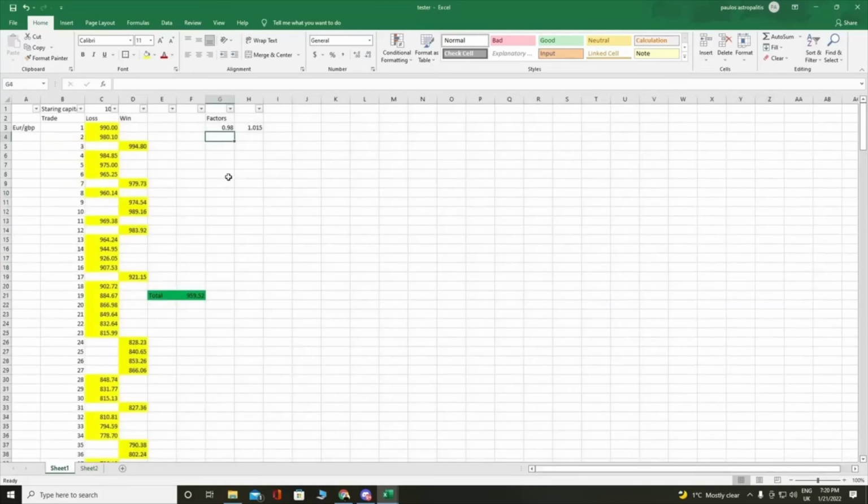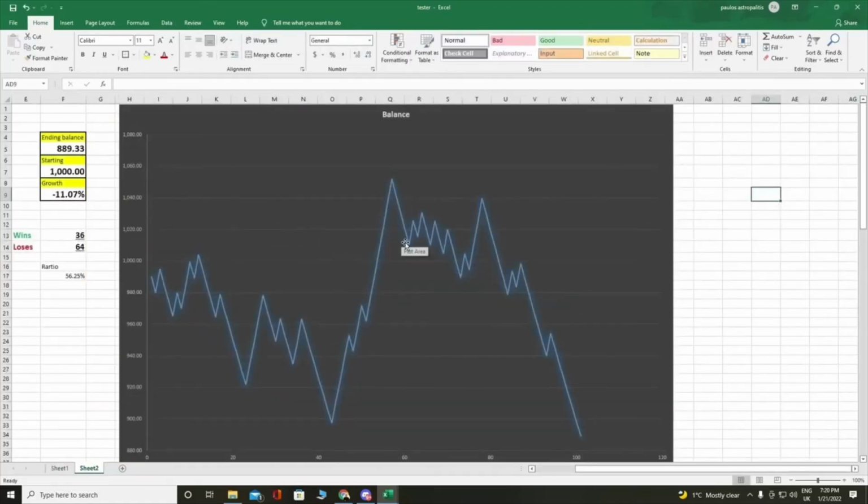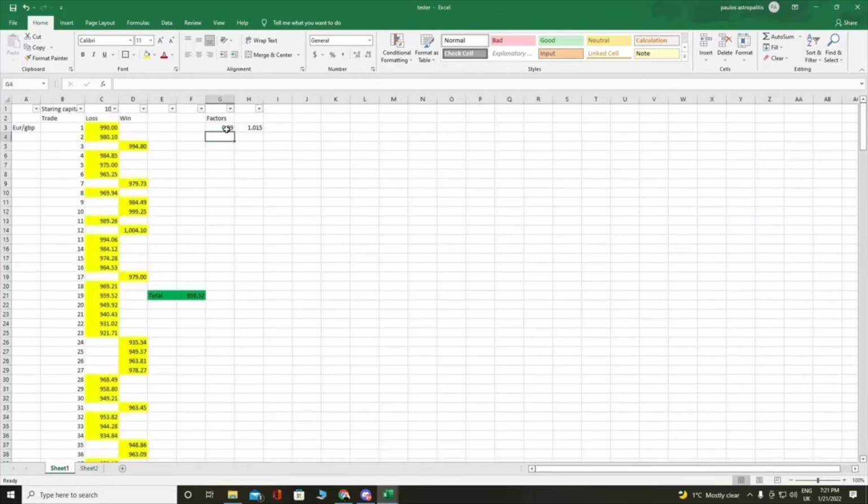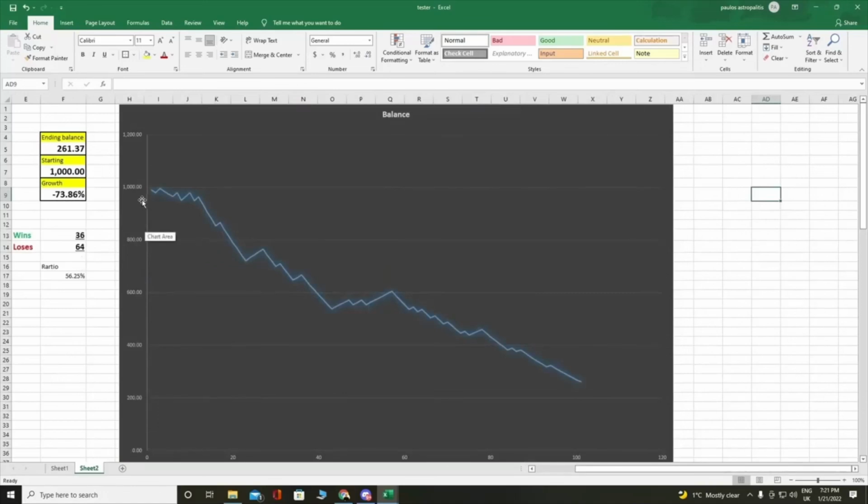Now I will switch it back to 1%, and you check how different our diagram is. Now okay, we lose the 10%. We know that this strategy doesn't work. It's fine. You have no idea what will happen if I increase it to 3%. We lost almost 73% of our account. I mean, we are left with 260 euro.